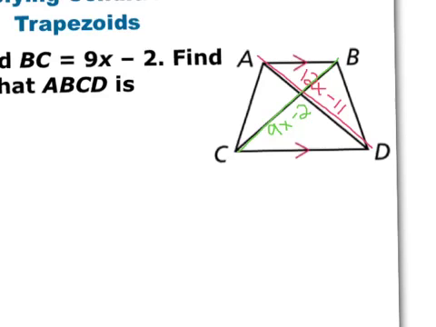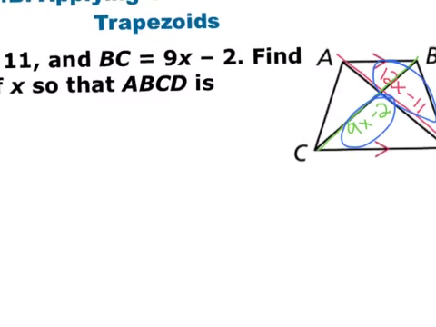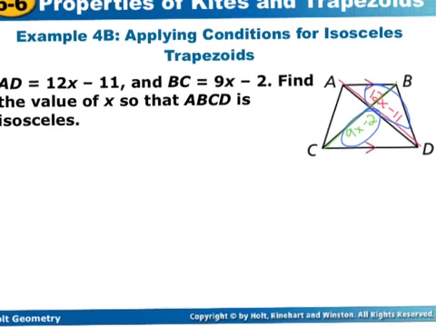Well, it's going to be an isosceles trapezoid if these two diagonals are what? What do you know about the diagonals in an isosceles trapezoid? We just learned it. Same as a rectangle. The diagonals are congruent. And if they're congruent, that means that this has to equal this. So let's write an equation that says that. I would write 9x minus 2 equals 12x minus 11.